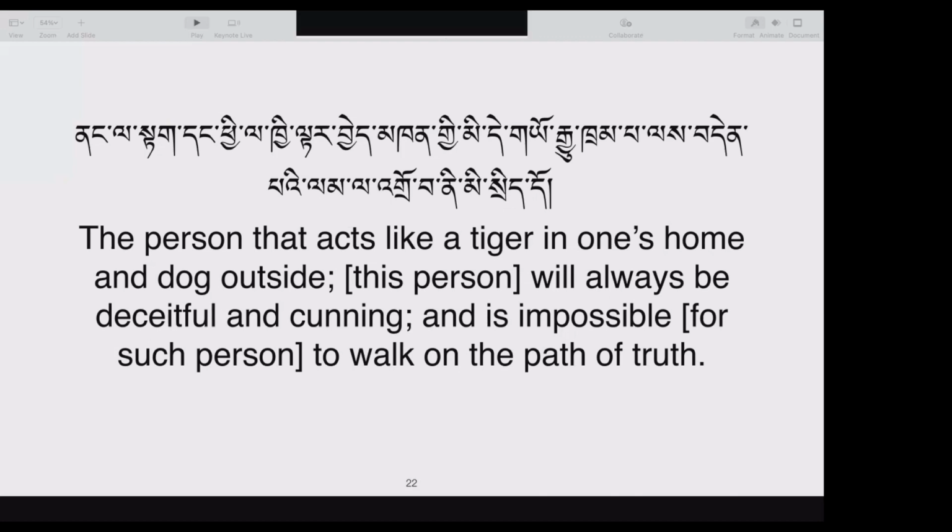So it means the person that acts like a tiger in one's home and like a dog outside, this person will always be deceitful and cunning, and it's impossible for such a person to walk on the path of truth. So this is one example of using this, and then you can also use this for a scenario. For example, you can say, "Oh, this and this just acts like a tiger in their home, and then like a dog outside." So you can use them in this type of scenario.